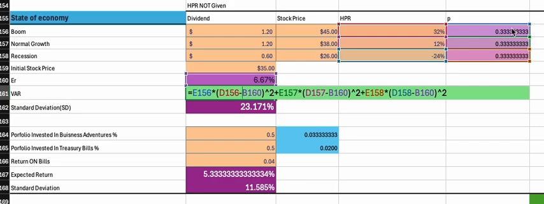Now for our variance, what we do here is we're going to take our 0.33, our first probability for boom. We're going to multiply it by our 32% holding period, and then we're going to subtract that by our 6.67% squared.